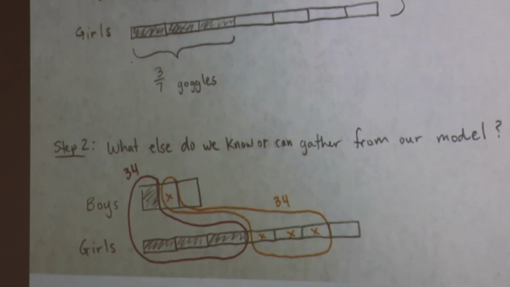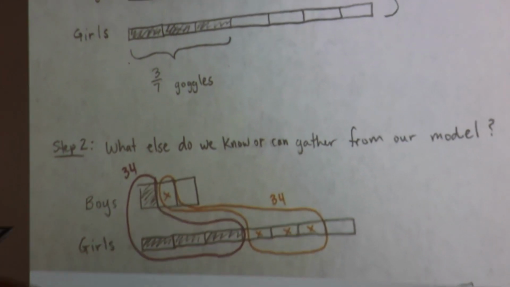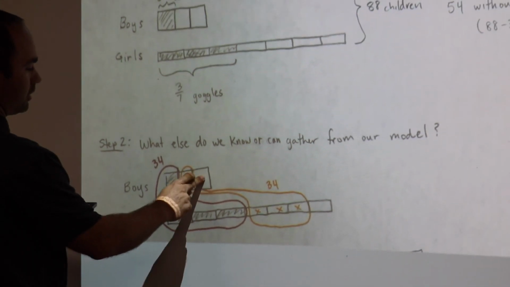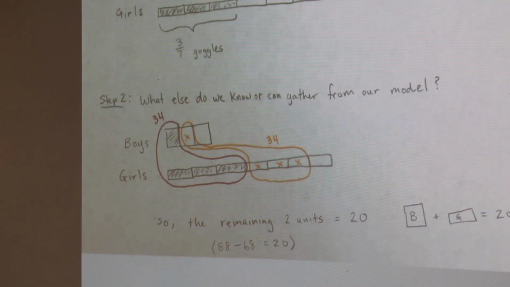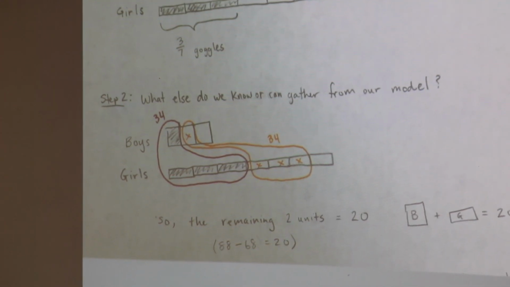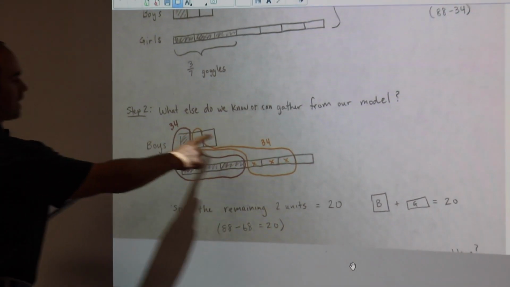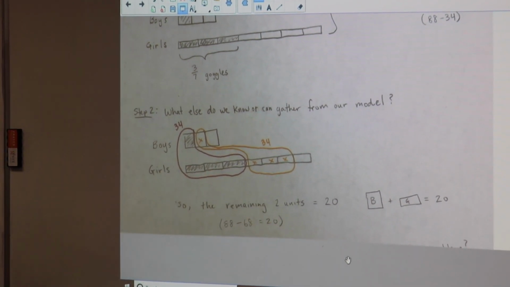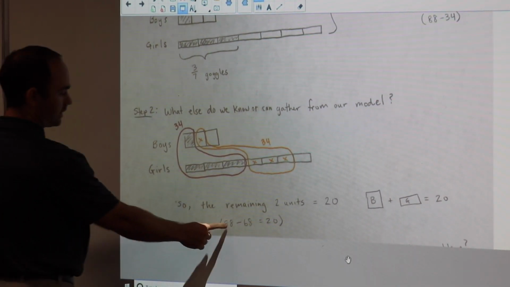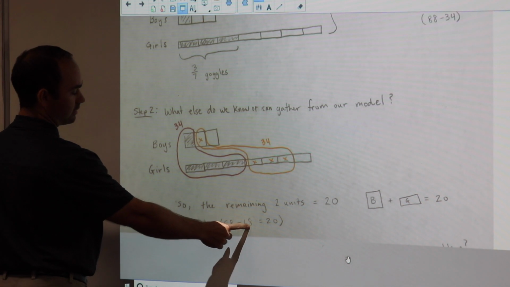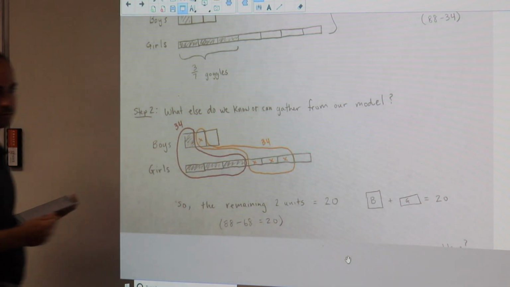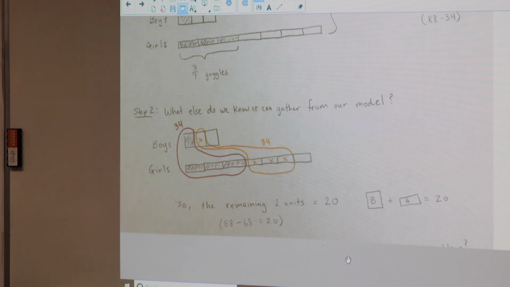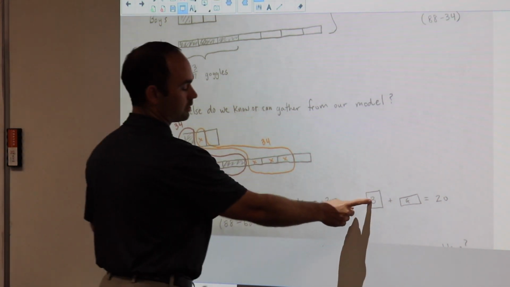So I can find out the difference. Whatever that difference is, I know that that's shared between 1 boy unit and 1 girl unit. So that's where I'm going next. So these remaining 2 units have to equal 20, because if I take 88 and subtract out 68, I'm going to get 20 left over between these 2. Okay, so now I know that 1 boy unit plus 1 girl unit equals 20.